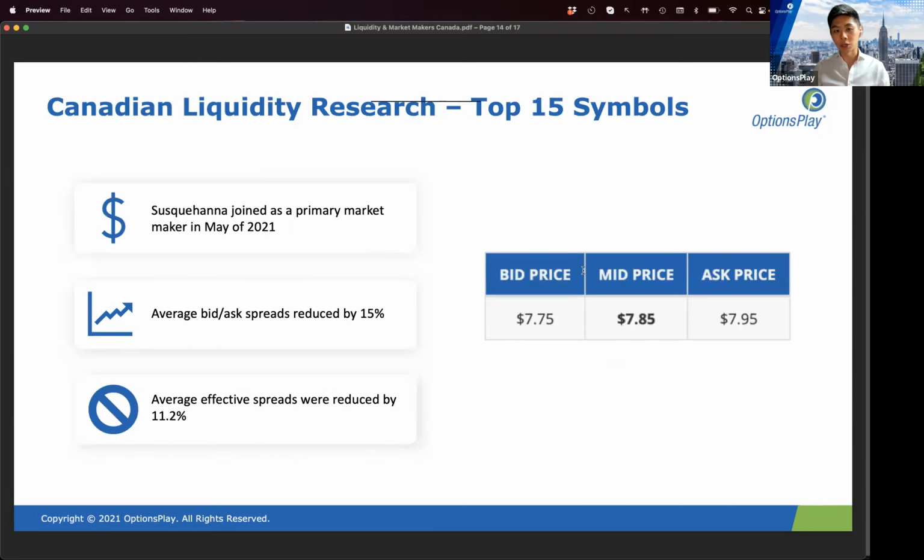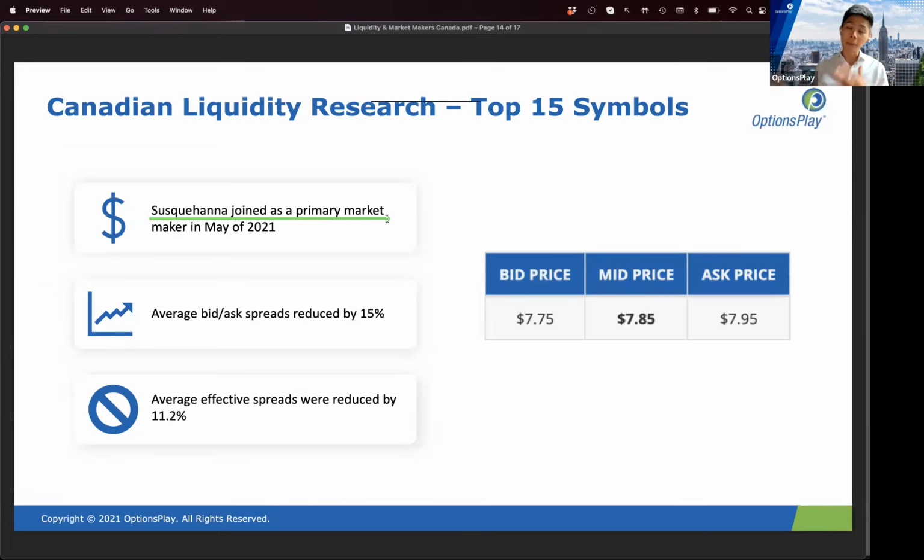So we did a lot of research here, and something to point out that some of you may not be familiar with is the fact that in May of 2021, Susquehanna joined as a primary market maker in Canada. Susquehanna is one of the largest primary market makers in the US. They're Citadel and Susquehanna. They pretty much are a duopoly in market making in the US. And we know that the market making community in the US is by far the largest in the world with respect to listed options. So the fact that they recently joined in Canada in May of 2021 led to a lot more competitive market making in Canada.